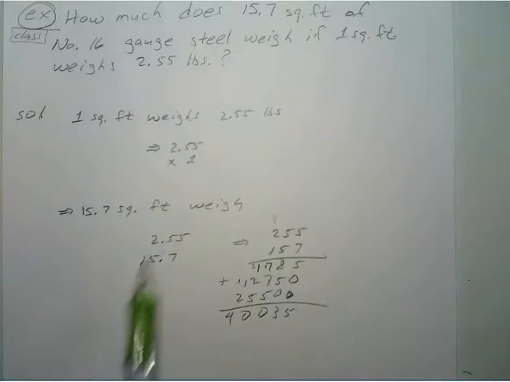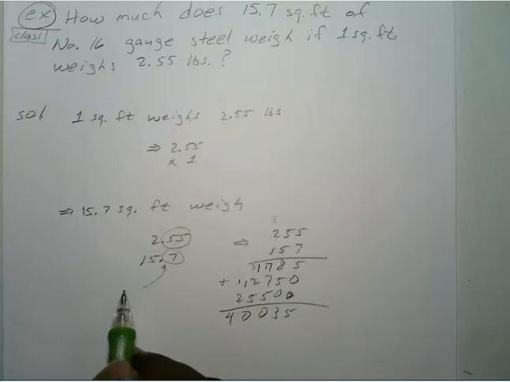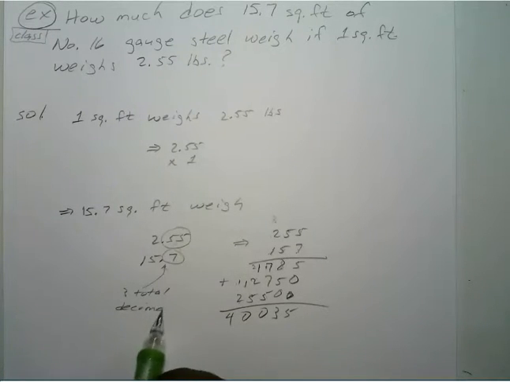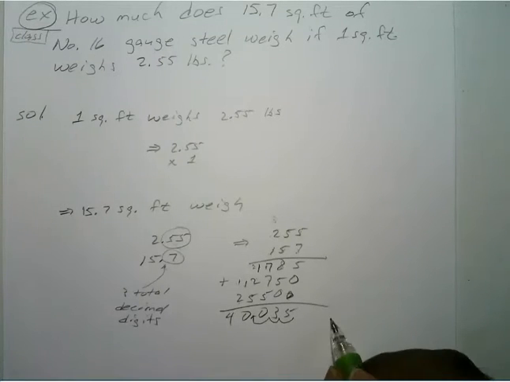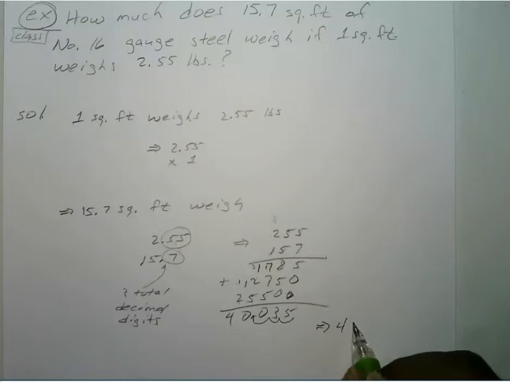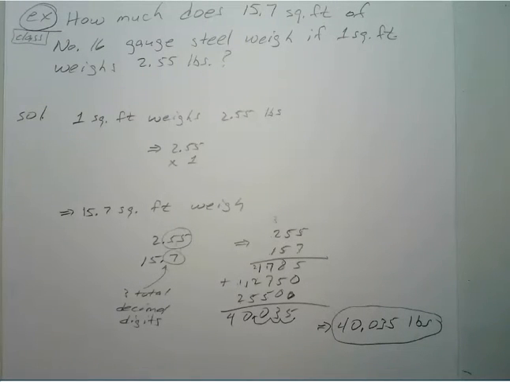Okay, so now we know we have 2 plus 1, a total of 3 decimal digits. So that means we get our decimal. We move it 1, 2, 3. So that means we have 40.035 pounds for 15.7 square feet.